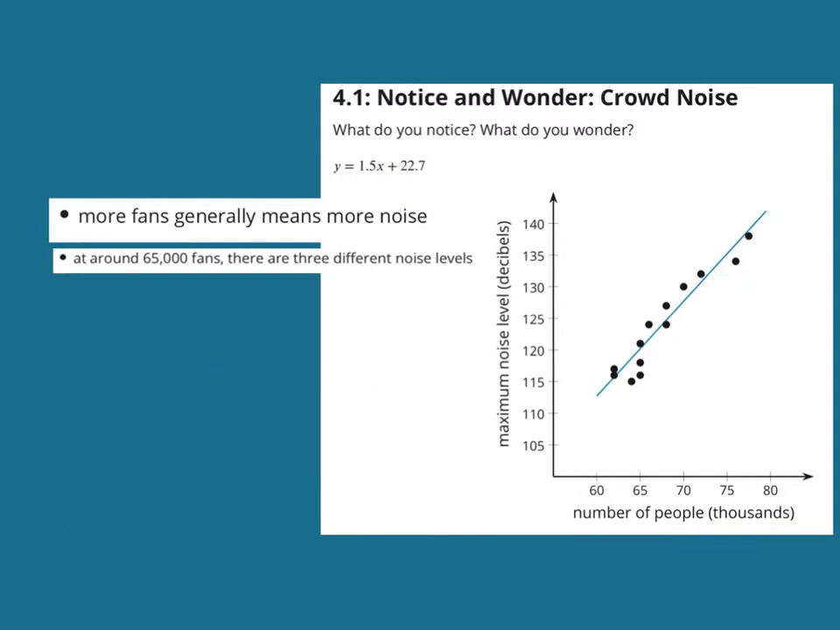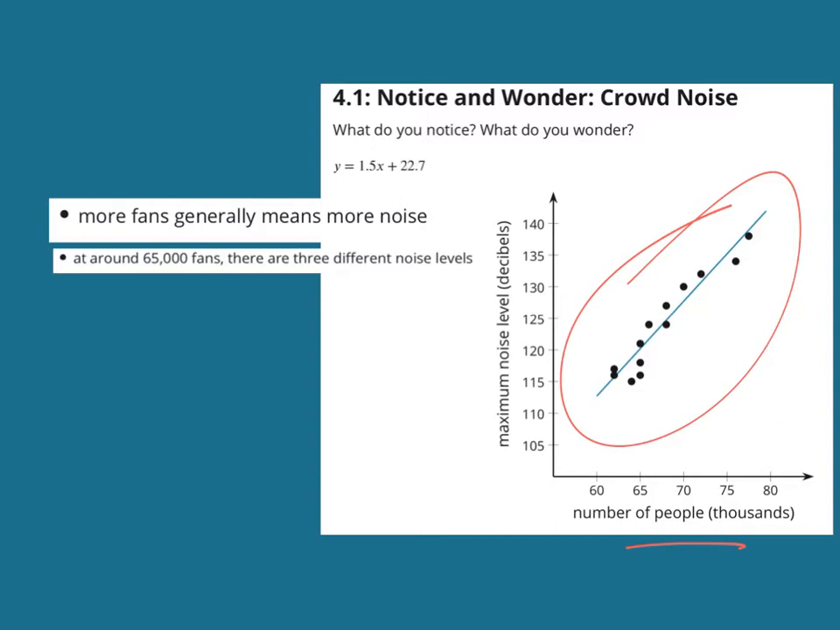Complicated. I guess the last question is, how come all the points aren't on the line? Why aren't these all on the line? Well, that's because life is not perfectly linear. Never is, really. Things are just approximately linear at best. So it makes sense to me that the more people that are there, the louder this place gets, but not on a perfect linear scale.